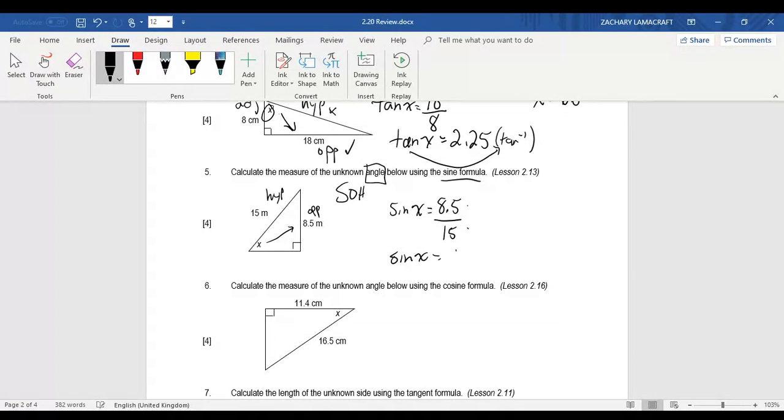And that would be 0.567. And then we know, since we're finding the angle, we need to use the sine -1. And then if we do that, X would then be equal to 34.6, or in this case, 35 degrees. Okay.